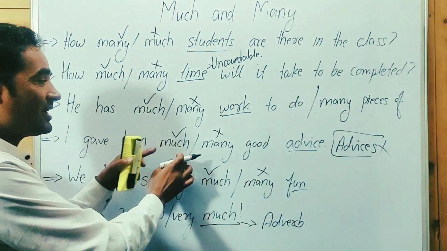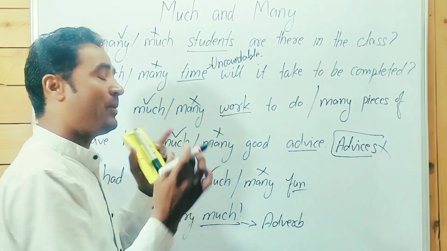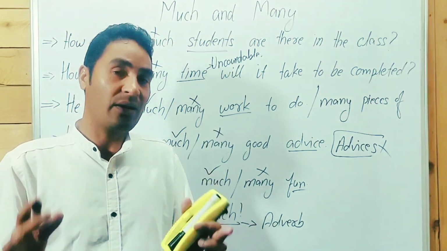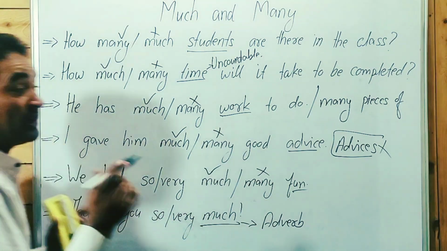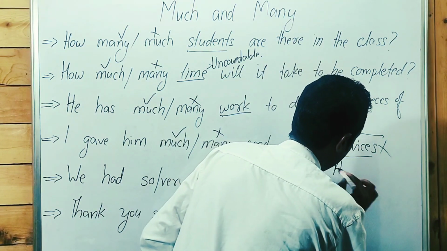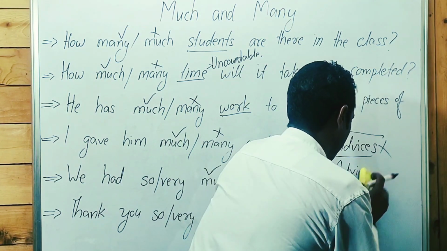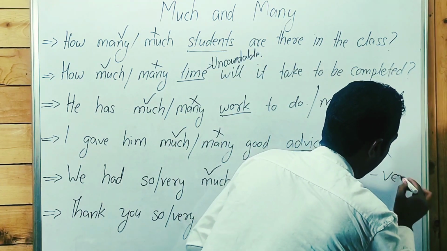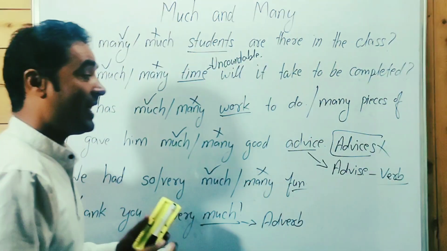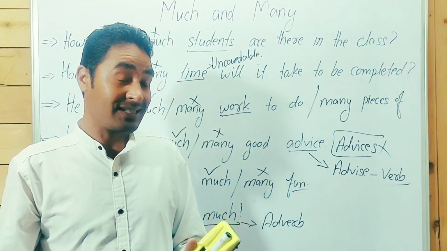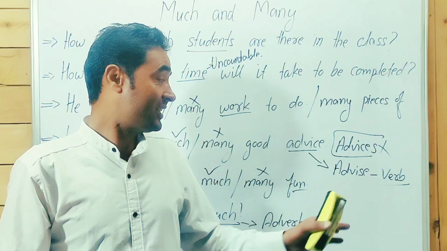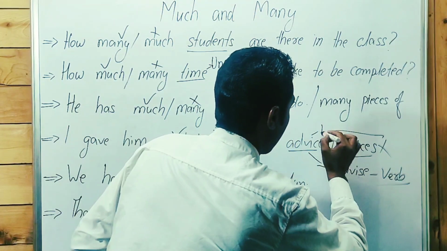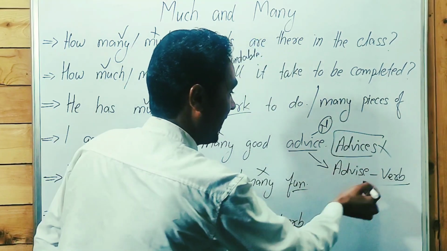I gave him much good advice, not many good advices. It's an incorrect sentence. We have to say many pieces of good advice. Guys, point to be noted, but here advise, A-D-V-I-S-E, is a verb. And advice, A-D-V-I-C-E, is a noun.